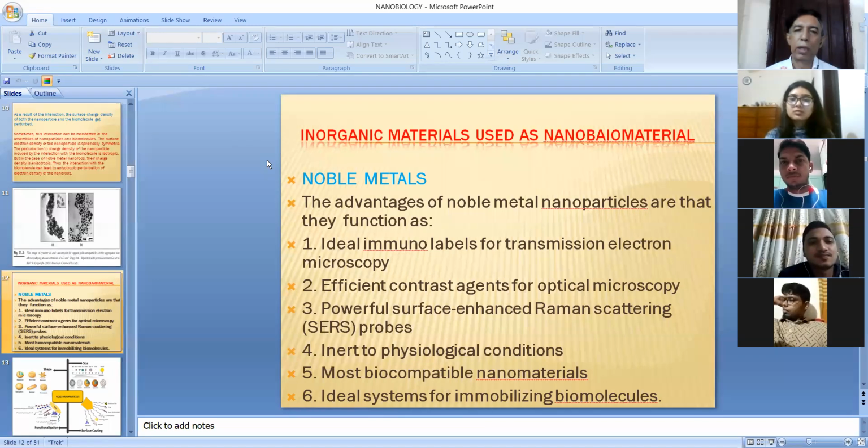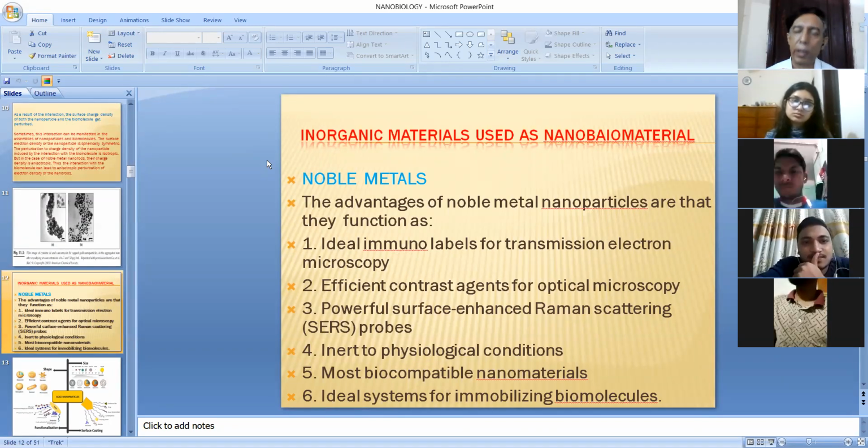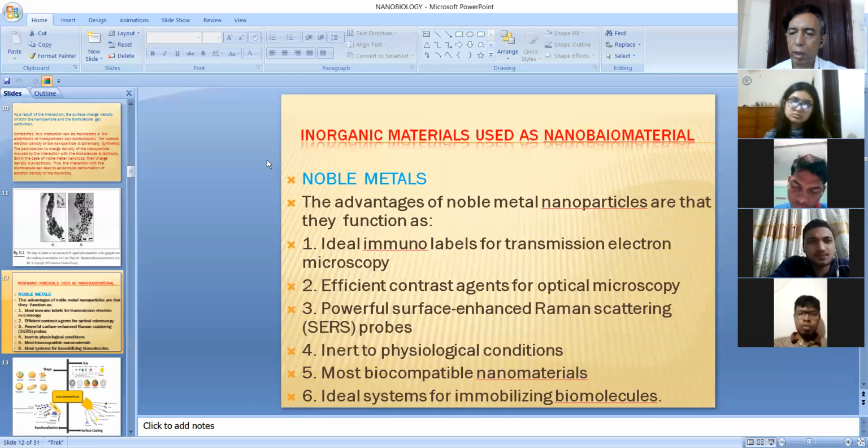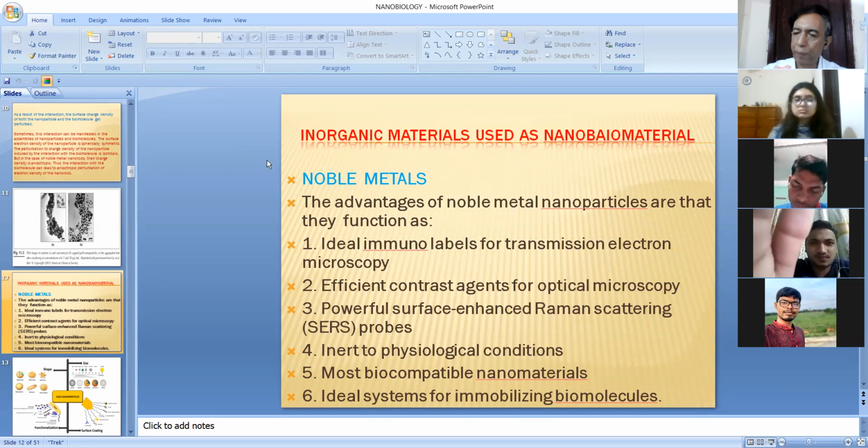The inorganic materials that are used as nanobiomaterials are mainly noble metals. Noble metal means your gold, silver, iron, they are mainly used. Why are they mainly used? Their main property as nanobiomaterial is that they are biocompatible. They do not do any harm inside our body. This is the first property.